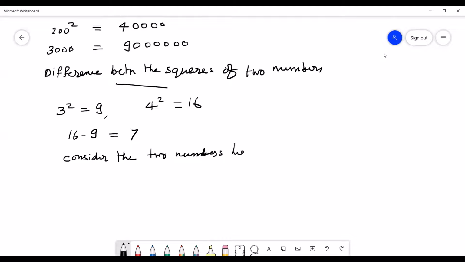Numbers here are 3 and 4. That is n and n plus 1. These two numbers are n and n plus 1. The difference between their squares we have got here is 7. And what is the count of numbers between these two squares?